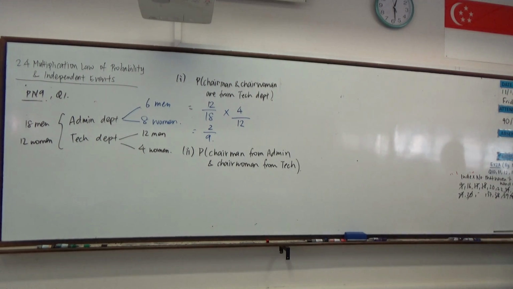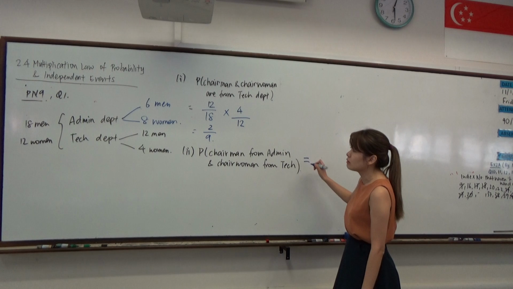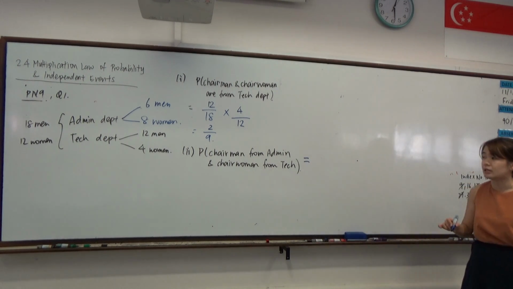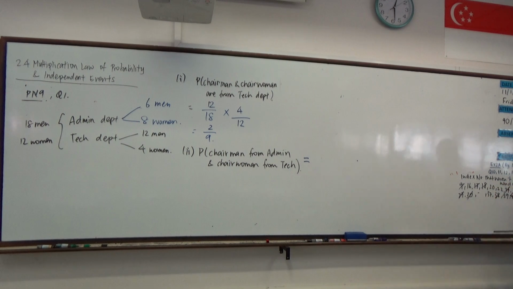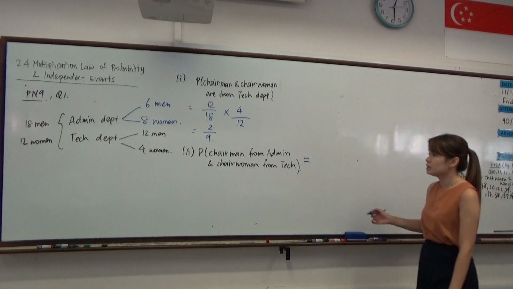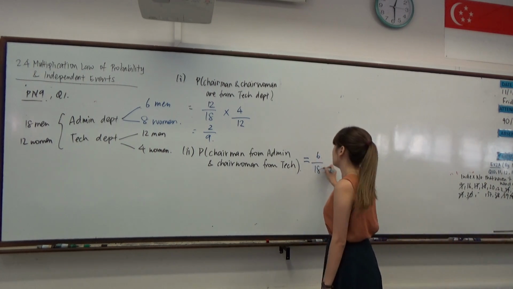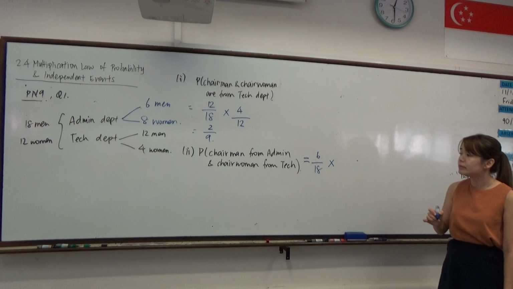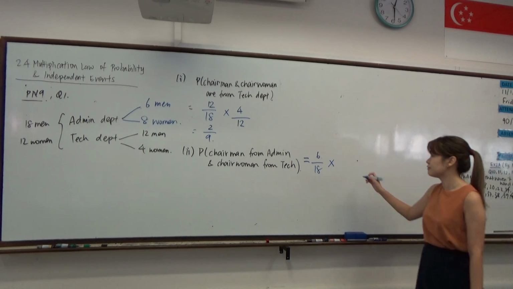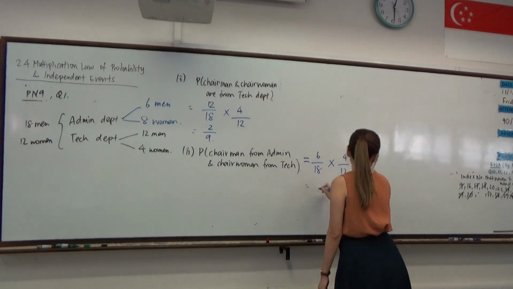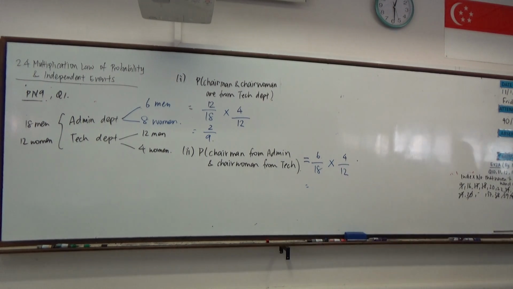Part 2, the probability of getting a chairman from the admin and the chairwoman from technical department. These are independent events. So in this case, what would the probability of getting the chairman from admin actually be? What's the probability going to be? 6 over 18, right? Then we multiply by the number of women that can come from technical, so that will be 4 over 12. So answer is 1 over 9.